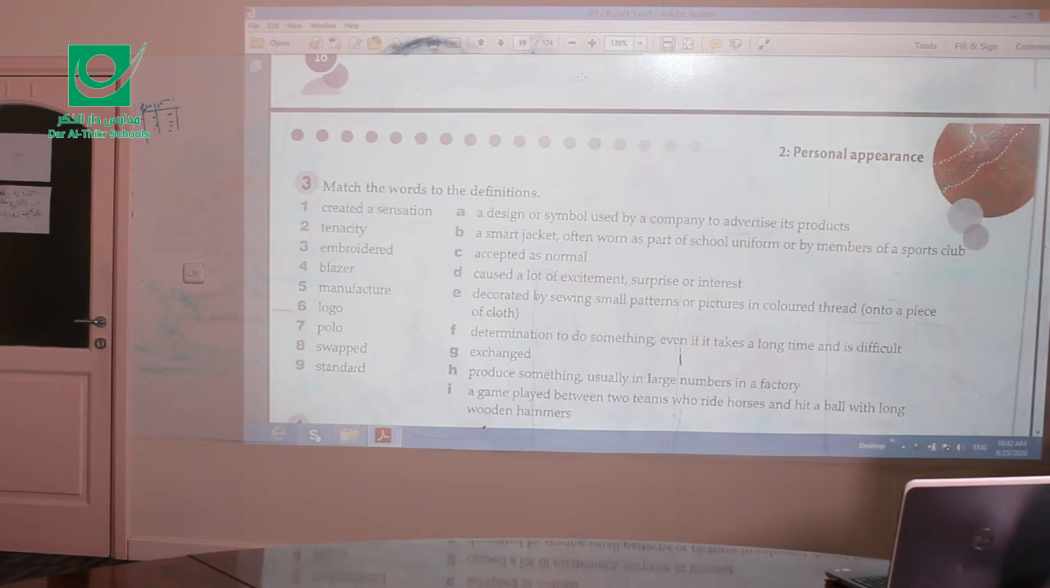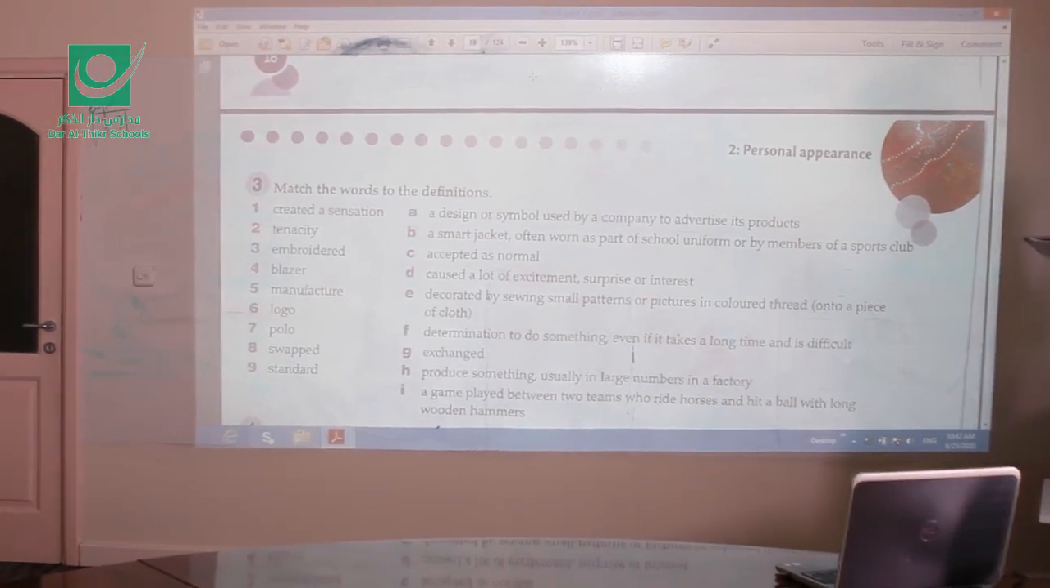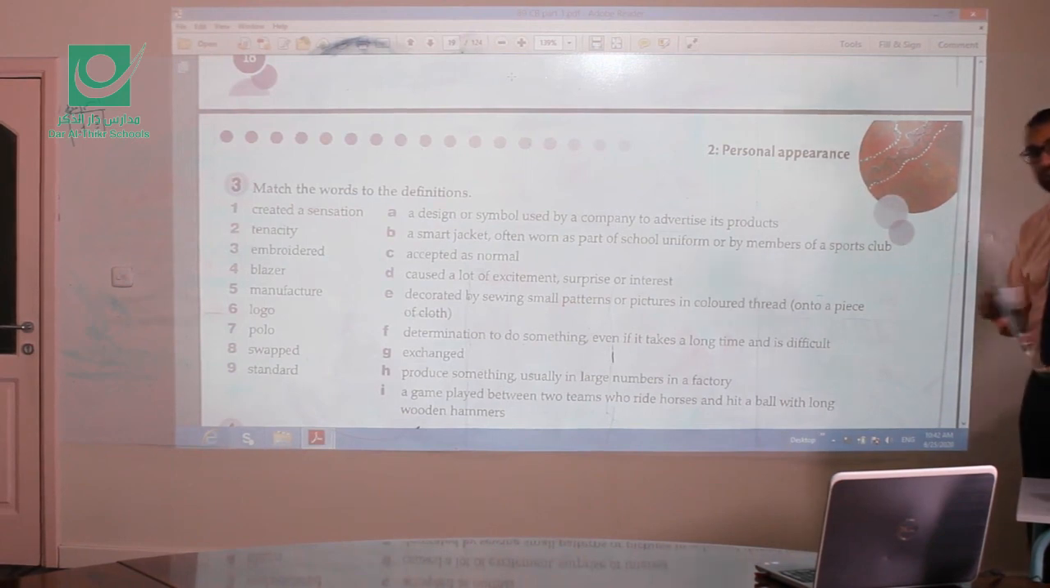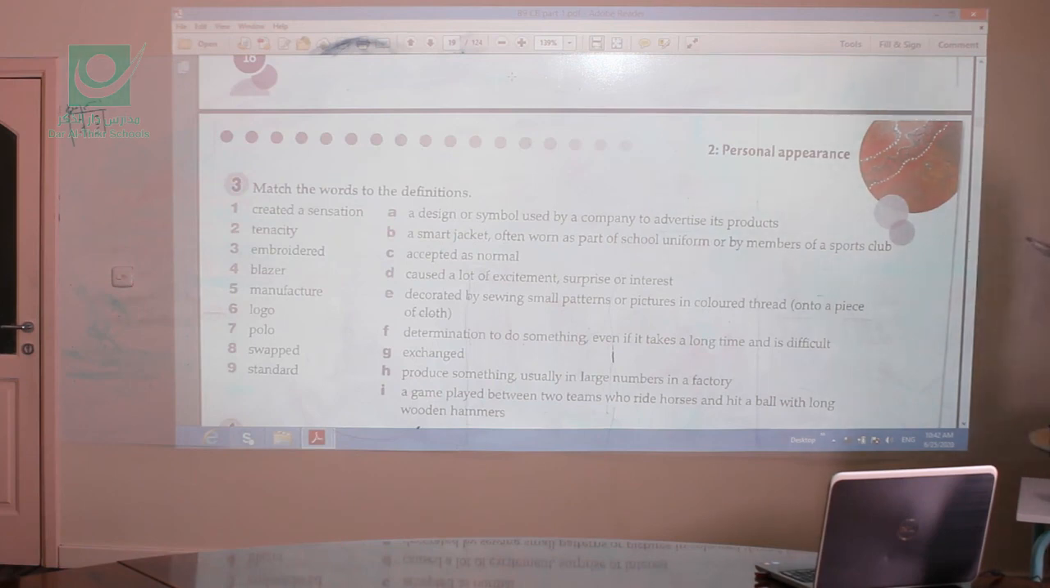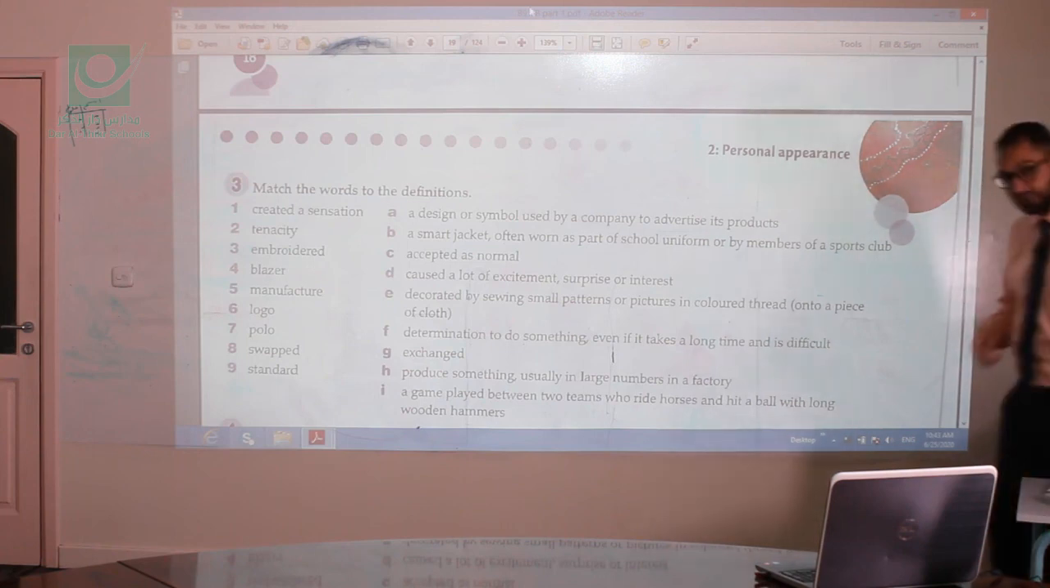Also we have logo. Logo, yes, is a design or symbol used by a company to advertise its products, as the logo for Adidas, the logo for Nike, and the logo for Facebook, for Twitter, and all of them. Also we have the polo shirt, and we have the word polo, which is I. It's a game played by two teams riding horses, and they are hitting the ball with a long wooden hammer. 8 is swapped, and if you swap two things together, yes, you change your places, so you exchange them. Last but not least is the standard, which is, yes, accepted as normal.